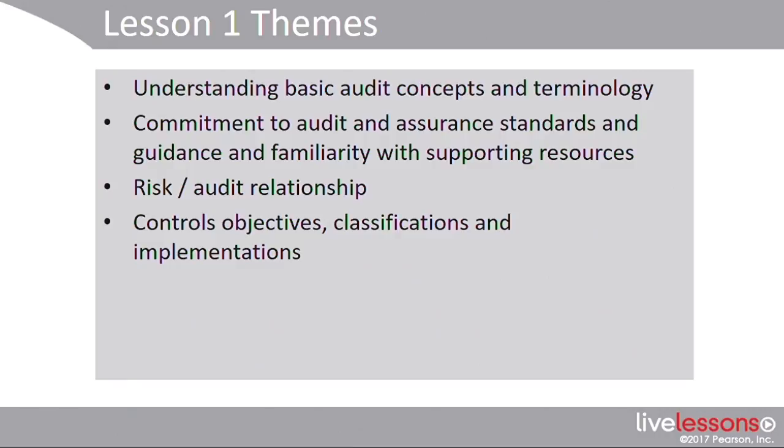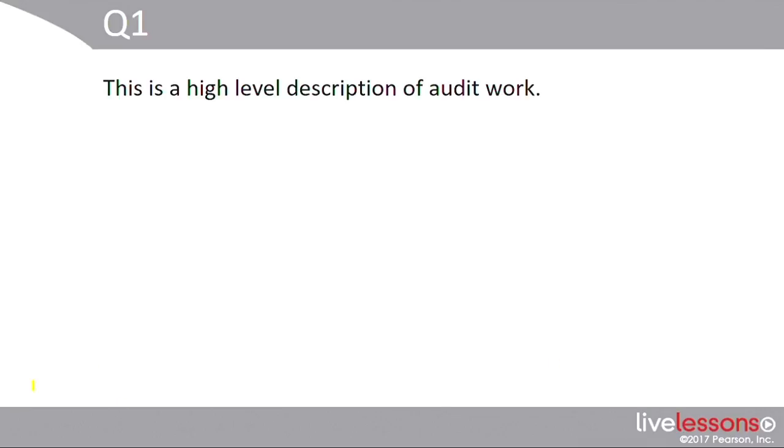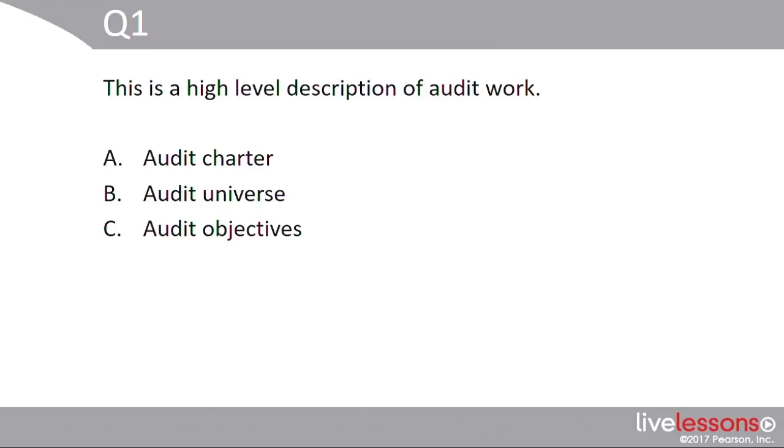So let's go through 4 questions. Again, these questions aren't designed to be inclusive of everything that we've done in the lesson, but really just to help you self-assess how comfortable you are with the broad array of topics that we covered in Lesson 1. So our first question, this is a high-level description of audit work. Your options are A, an audit charter, B, an audit universe, C, audit objectives, or D, audit plan. So take a second and choose your answer.